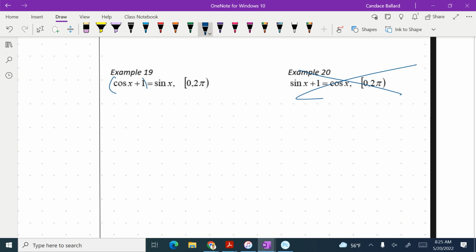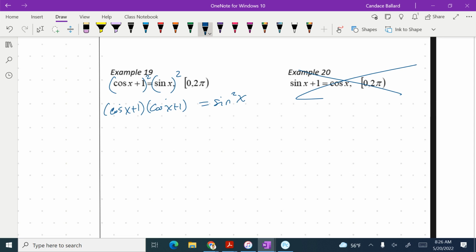The catch is when I square this side, it's the entire thing squared, which means that I am now foiling it. So I really am doing cosine x plus 1 times cosine x plus 1 equals sine squared x. Okay, so let's do some foiling, and then I'm also going to replace that sine squared at the same time.